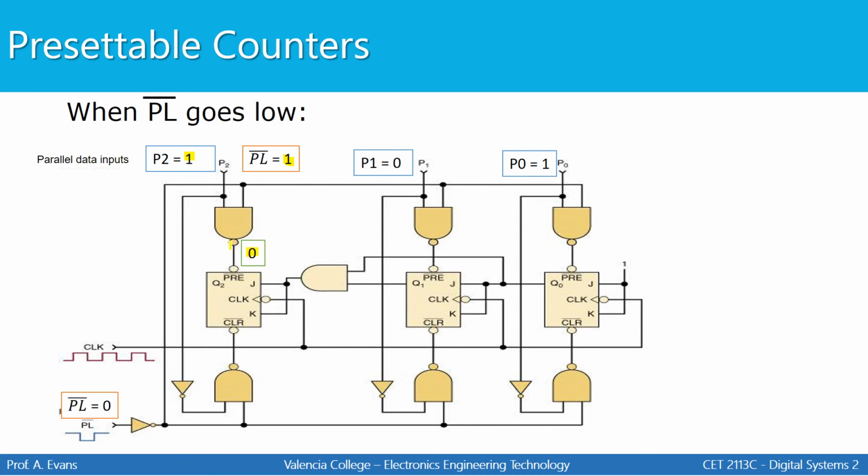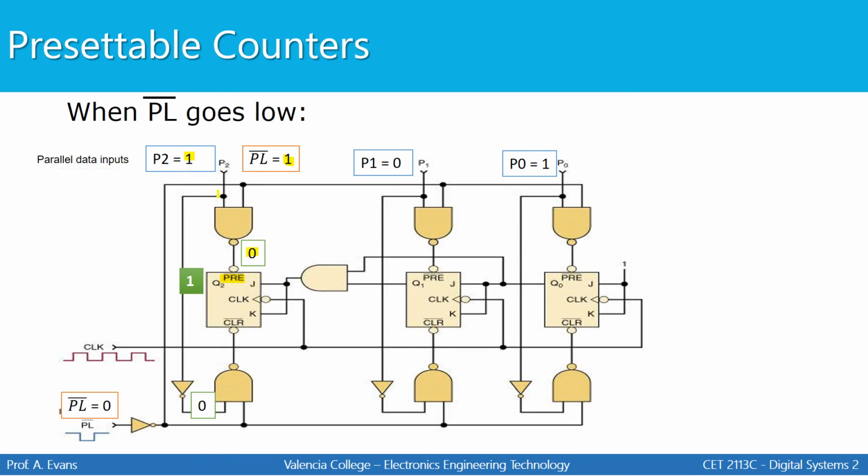And this 0 is going to be fed into the preset input of this flip-flop. Since that's an active low input, I'm going to activate that function, which means I'm going to preset the flip-flop and force Q to be 1. I'm going to force Q to be 1. So I've preset this flip-flop to be the value that was selected right here by the user.